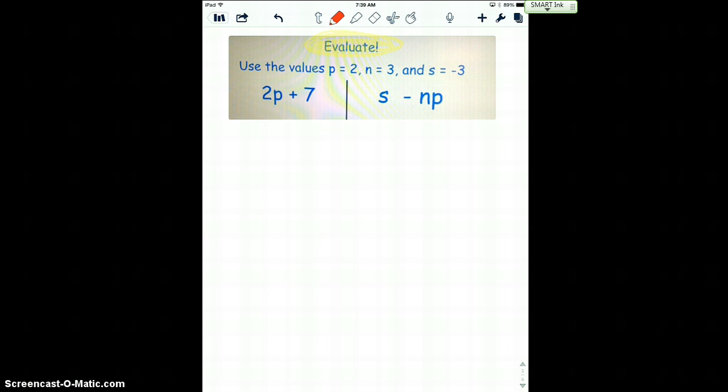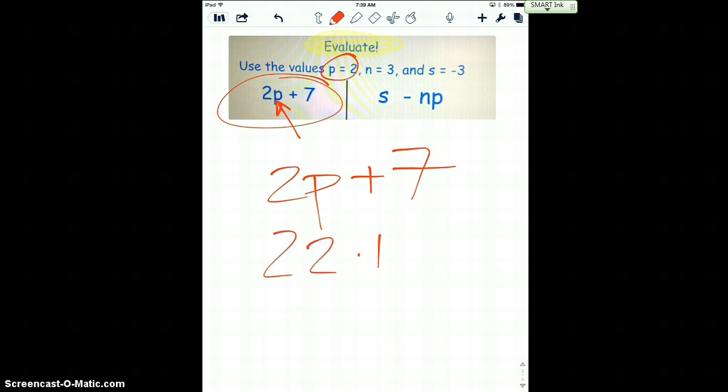So if I look at an expression like this, 2p plus 7, and I plug in a value for that variable, I just don't plug in whatever I want. I have to see what the variable is actually worth, and it says right here that this variable is 2. So wherever I see that variable, I should replace it with 2. What I've seen is kids putting in 2 like this, and then saying, oh yeah, so now I have 22 plus 7, so that's 29.